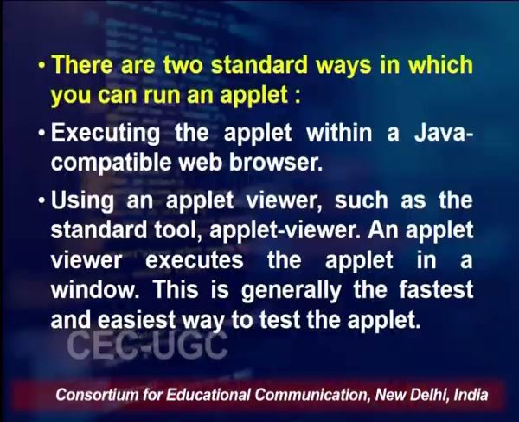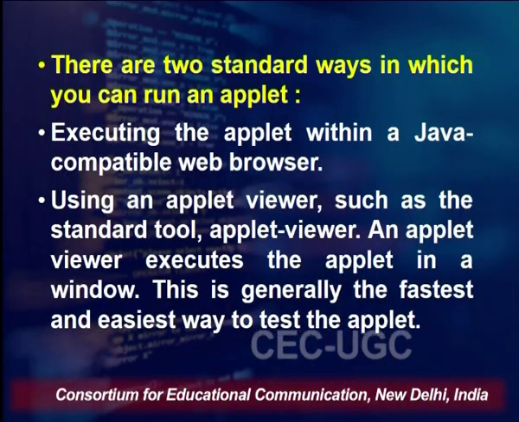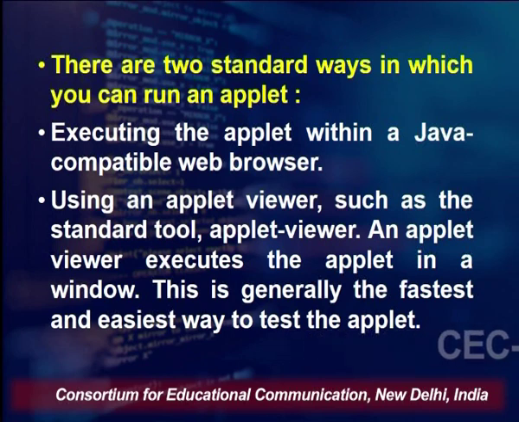Now please recall the previous lecture, in which I told you that there are two ways in which one can run an applet. We will be using either of those two ways to run the applet. The conventional way of javac and then java will not work here, and it throws an error that the main method is not found in this class. Then how are we going to do this? There are two standard ways to run an applet. One is to execute the applet within a Java compatible web browser, and another one is to use an applet viewer.